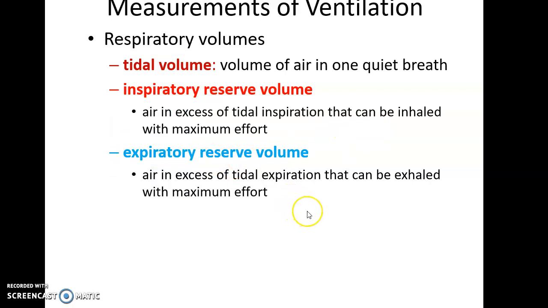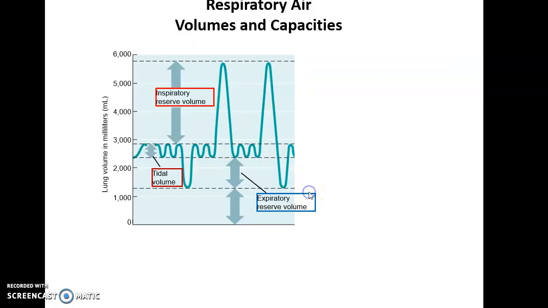Then we have expiratory reserve volume. This is the excess air that's in the lungs even after you breathe in and out normally. So with extra effort, you could breathe the rest of this air out. So as we can see, do your tidal volume breathing, normal relaxed breathing, but then you can get rid of even more air. So that's the expiratory reserve volume.